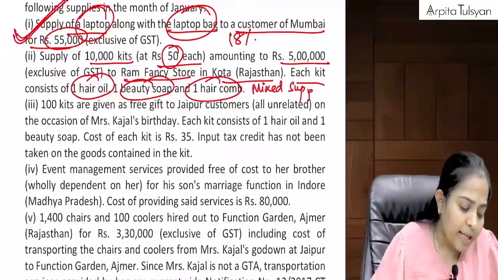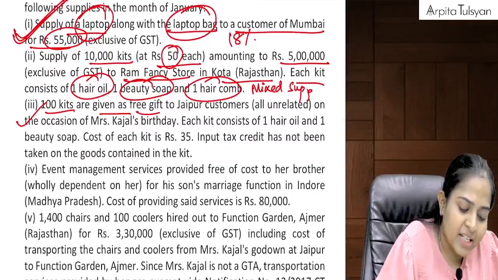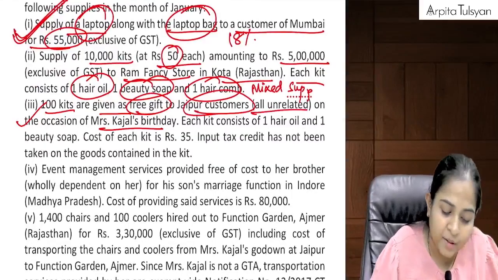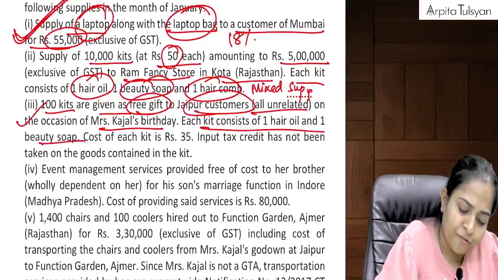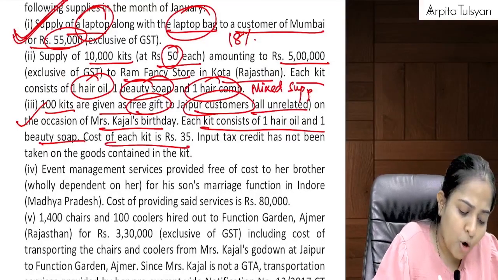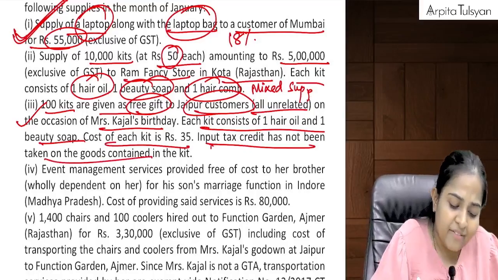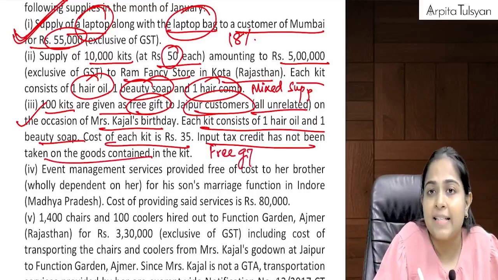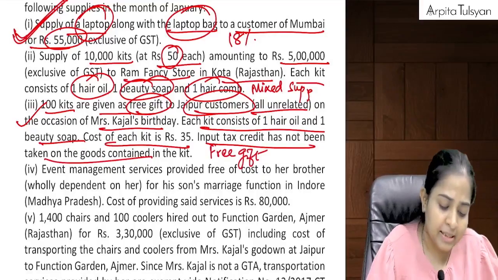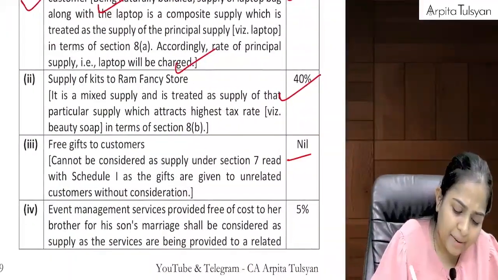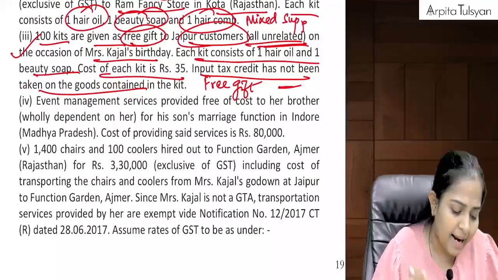Then 100 kits are given as free gift to Jaipur customers, all unrelated, on the occasion of her birthday. Each kit consists of one hair oil and one beauty soap. Cost of each kit is 35 rupees. ITC has not been taken. Anyway, this is a free gift. We have done this in the circular: free gifts and free samples given to an unrelated person will not be considered as a supply at all.